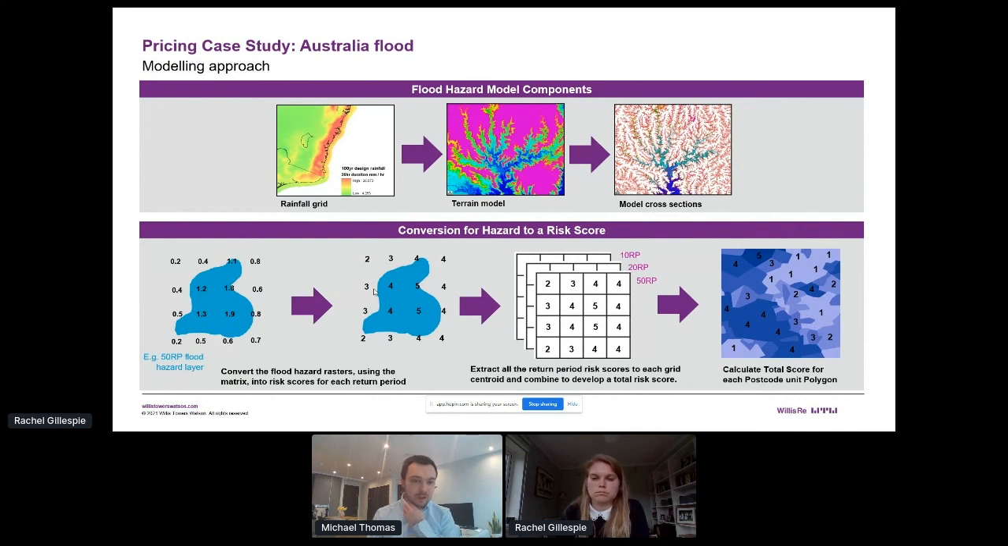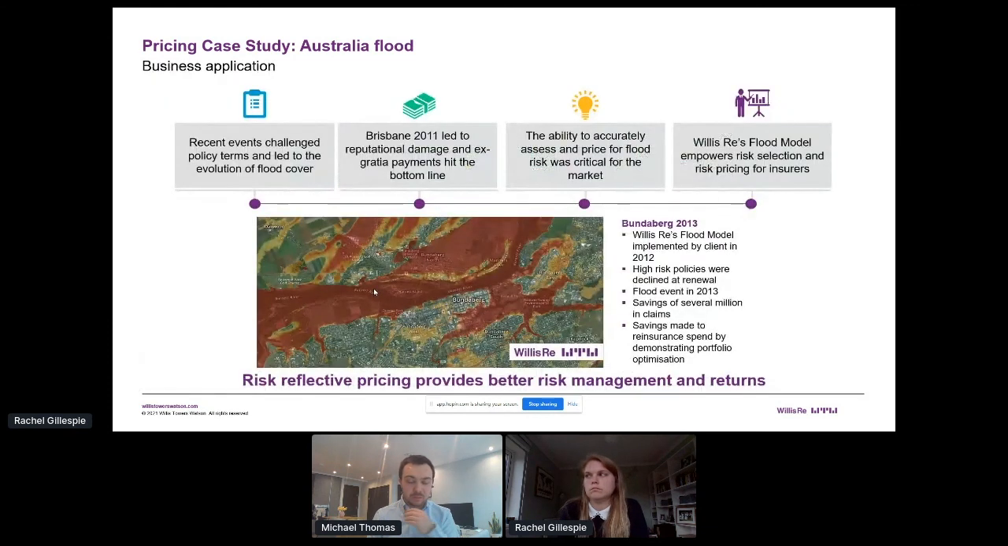So finally, moving on to the final slide, looking at the business application of this in some more detail, sticking with Australia, obviously. Recent events have really challenged the policy terms and led to an evolution of flood cover in Australia. There were the Brisbane floods in 2011, which weren't covered by insurance companies, albeit policyholders thought they were, and this really led to reputational damage.